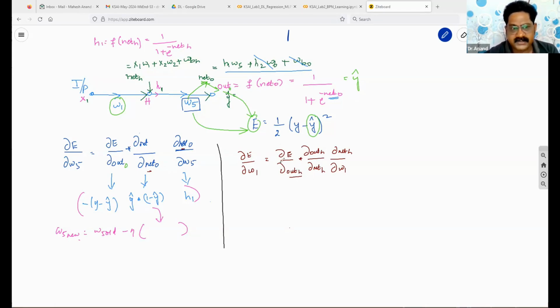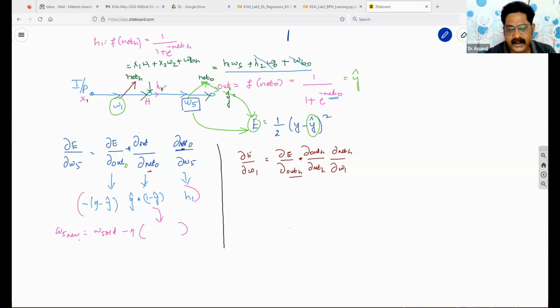So what is the meaning of this? We are going to say how W1 impacts net H1, and then how net H1 impacts the output at the hidden, isn't it? So what is this term? Yes, this term is going to say how net H1 is going to impact H1. And finally, how H1 is impacting the error.